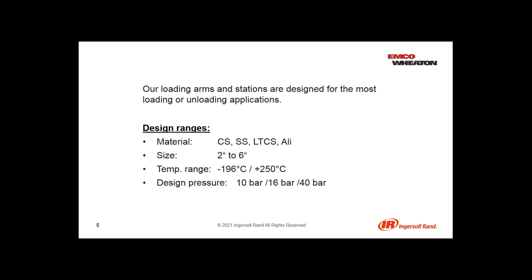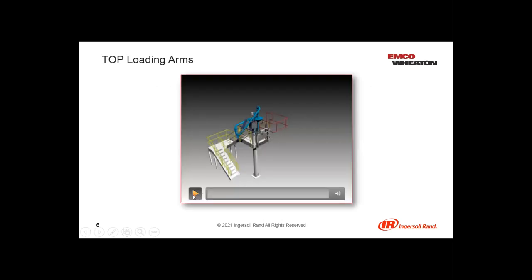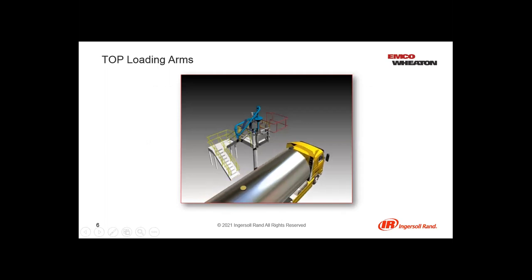So the Amco Wheaton range, as you can see here, allows us to cover most loading or unloading applications. We nevertheless need to distinguish two types of load, by the top or by the bottom. I'm starting, as you can see here, with top loading. Top loading requires climbing on the vehicle, then opening a manhole or valve at the top of the vehicle and moving an arm from a gangway to fit it into the compartment.